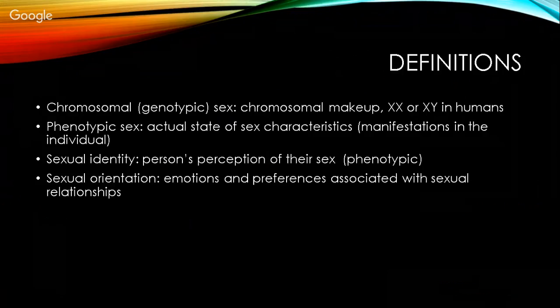Okay, so again, some definitions around chromosomes. Chromosomal sex, or genotypic sex, is basically chromosomal makeup, which would be XX or XY in humans. Phenotypic sex is the actual state of sex characteristics, the manifestations that people are aware of and that are present physically. Sexual identity is the perception of one's sex; people can't see or appreciate your chromosomes, so what we're referring to here is the phenotype. What you feel your sex is, that's your sexual identity. And sexual orientation is another issue, because it's a matter of preference and the emotions involved with sexual relationships. This may or may not be in conjunction with sexual identity.